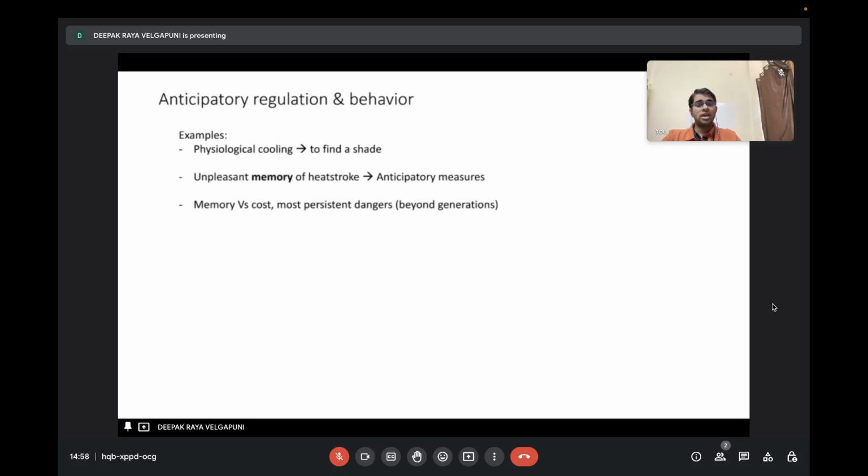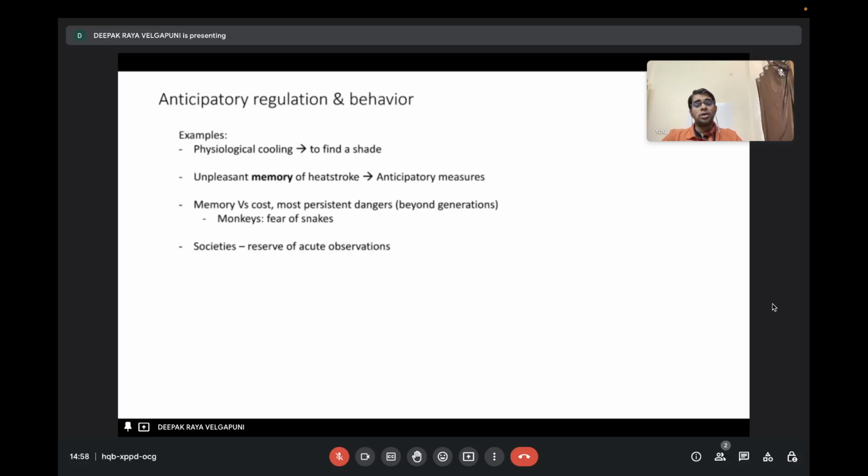Therefore, you have memory for the most persistent dangers, and a few of these memories even exist beyond generations. For example, monkeys have a fear of snakes. This kind of fear is also a kind of anticipatory regulation.